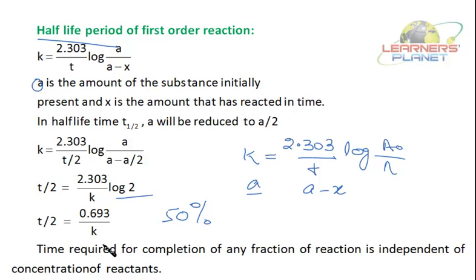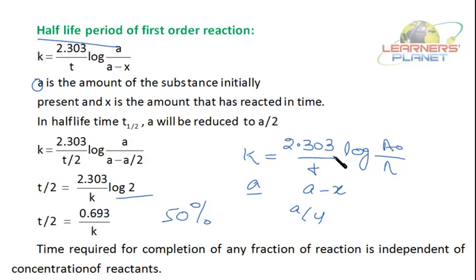0.693 by K. That is, the half-life period of a first order reaction is independent of the concentration of reactants. Right? So we can say that the time required for the completion of any fraction of the reaction, say if it's here A by 2, I can put it A by 4 also, the time required for the completion of any fraction of the reaction is independent of the concentration of reactants.